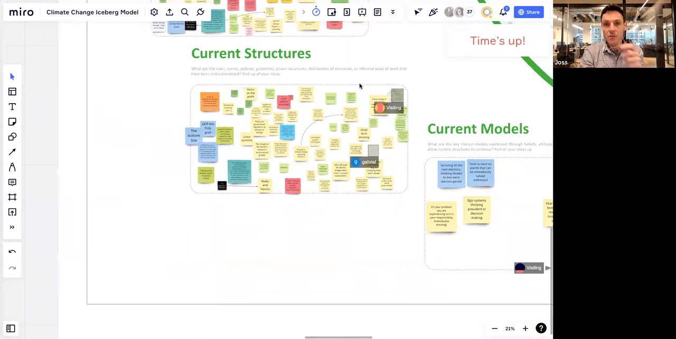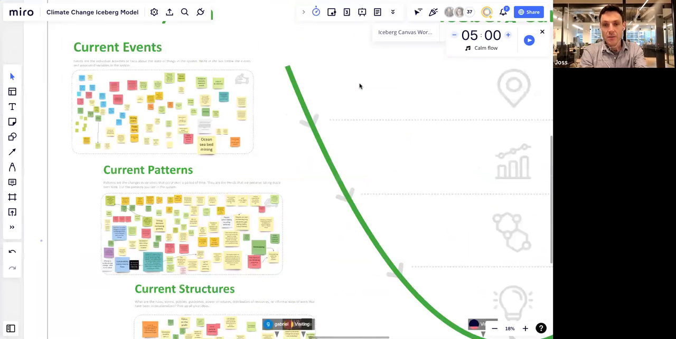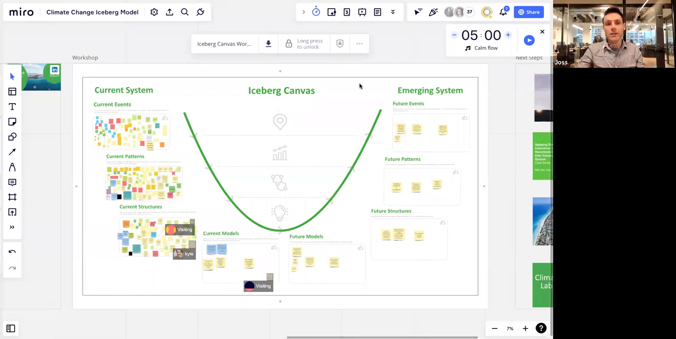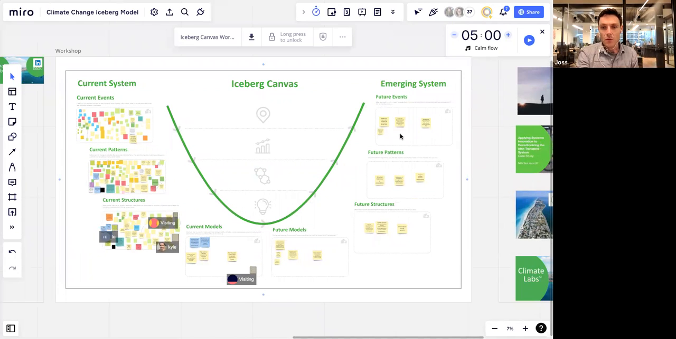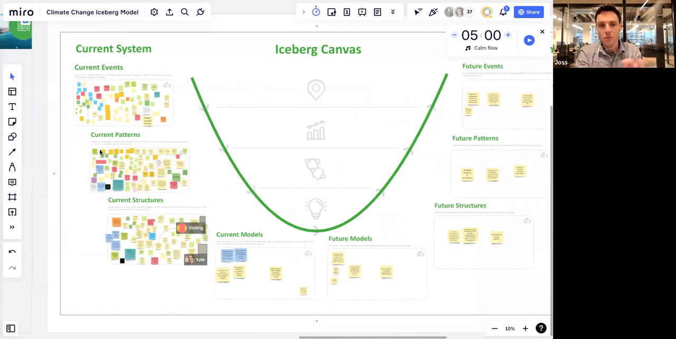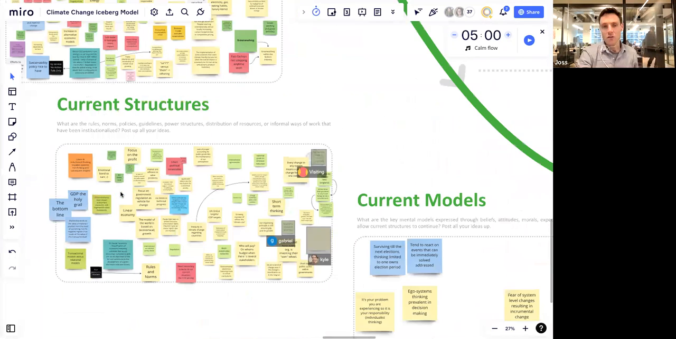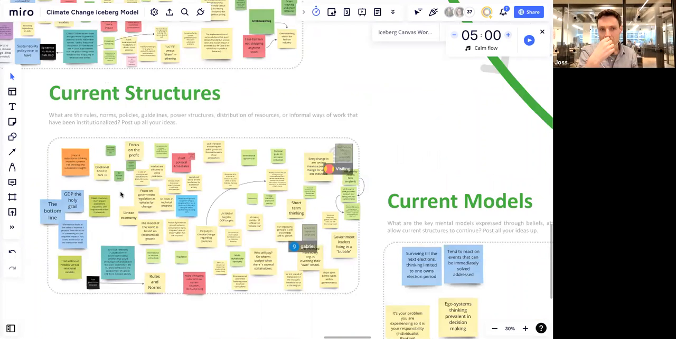Let's keep going for the sake of time. Just for those newcomers, to summarize where we are, we're working on the iceberg canvas here. We're on the left-hand side where we're thinking about the existing system on its different levels, before we move over to the right-hand side, where we'll be talking about the new system that could emerge if we change the paradigm. So we started out looking at the events, what's going on in the system, what we see as the outcomes in the system at the moment. We then thought about the underlying patterns that are creating those, the trends over time. And now we're looking at systemic structures that are creating the existing patterns and outcomes. So this is what we have here.